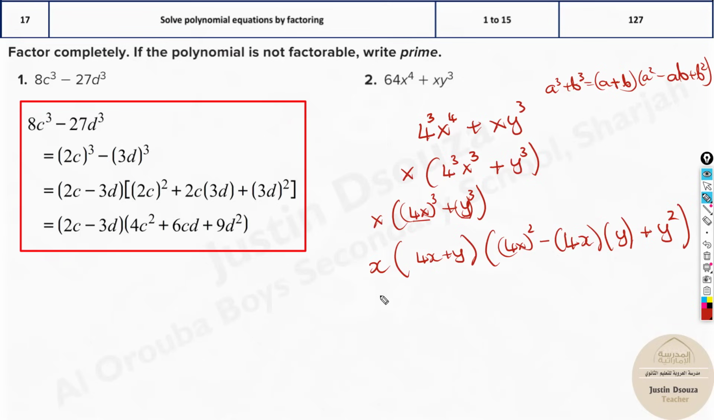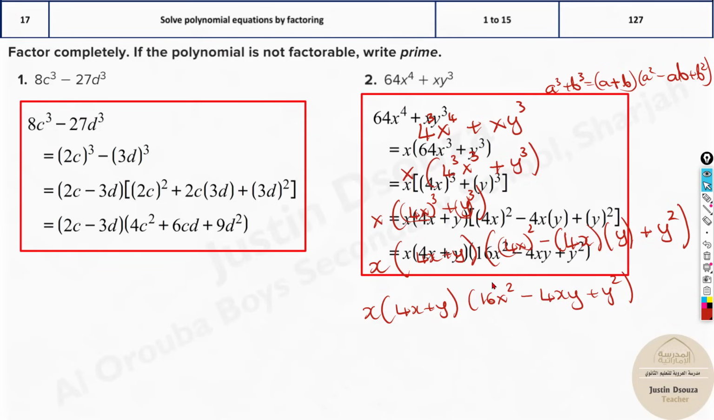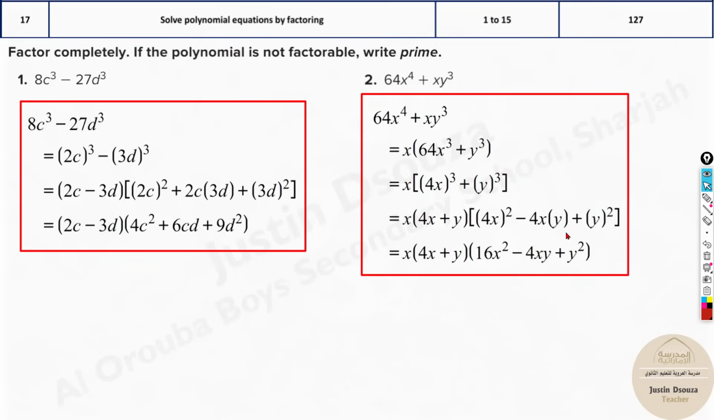Now here, let's simplify how much we can. x as it is 4x plus y. And over here we have 16x squared minus 4xy plus y squared. And you can multiply this inside if you want. I think this is fine. This is good enough. Let's just look into the answer, how much they have simplified. Yeah, that's it. So they have done only so much. We leave it over there.